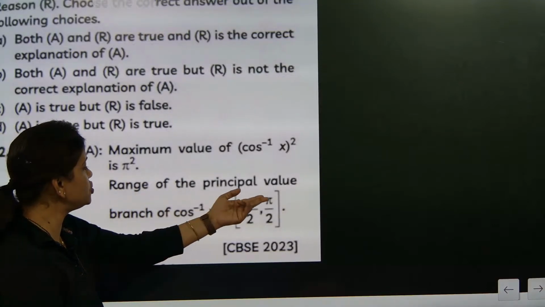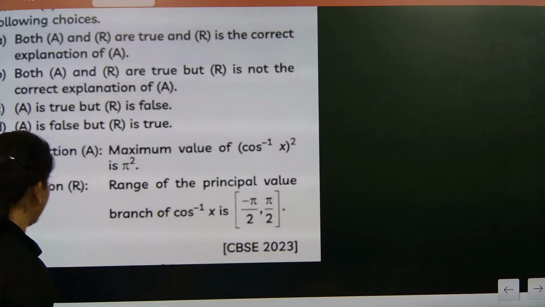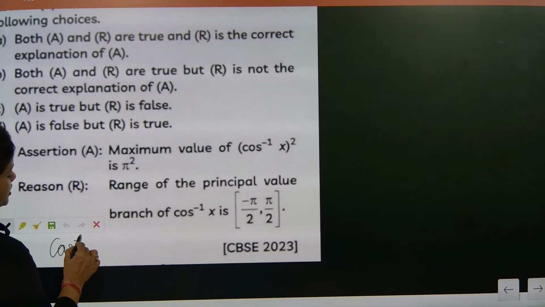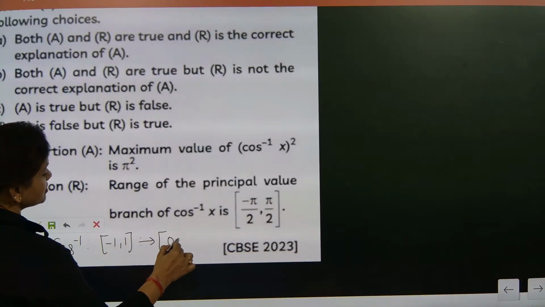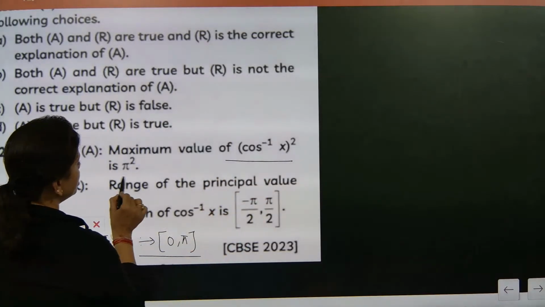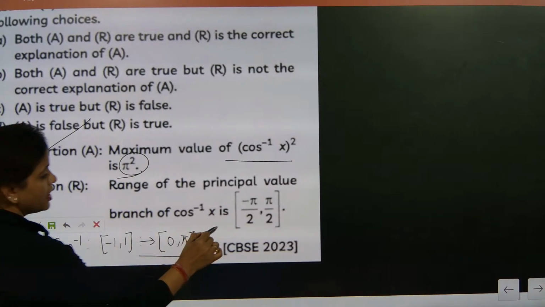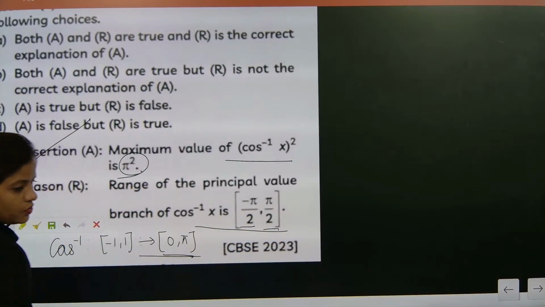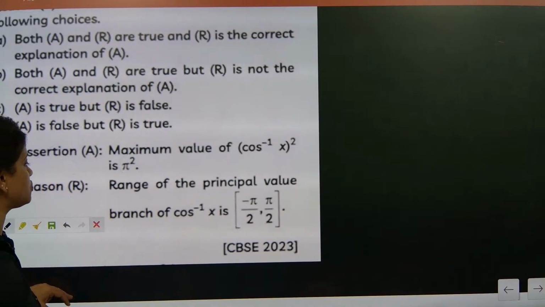But what is the range of cos inverse x? The range of cos inverse x is not minus pi by 2 to pi by 2. For cos inverse x, the domain is minus 1 to 1 and the range is 0 to pi. So when you square it, pi gets converted into pi square, so the maximum value will become pi square. This is a true statement. But here 0 to pi should be there, and it is written minus pi by 2 to pi by 2. Absolutely correct, the option is C. Very good, Divya. Like this you have to solve the question.